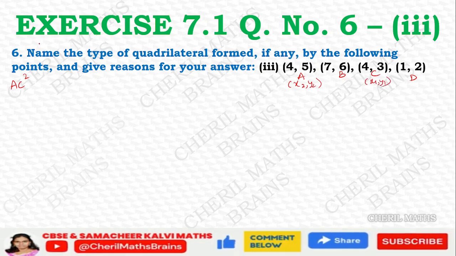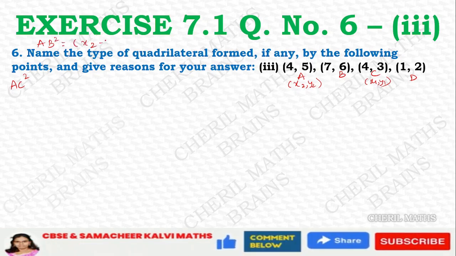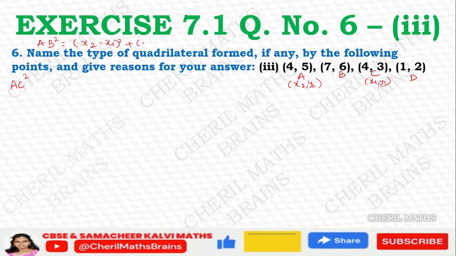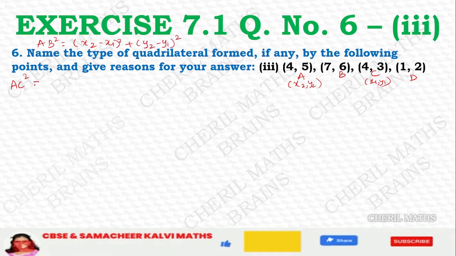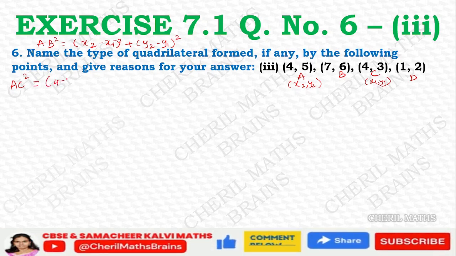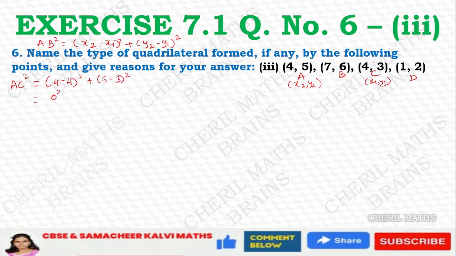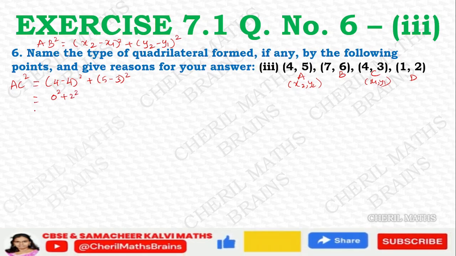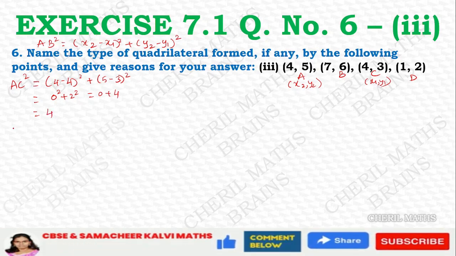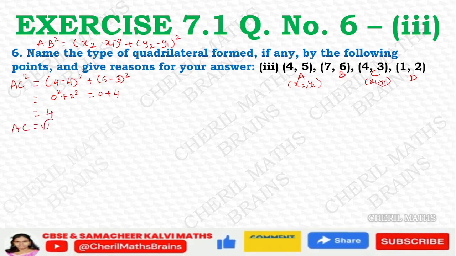So what is the formula here? AC square is equal to x2 minus x1 the whole square plus y2 minus y1 the whole square. Then for AC square we have 4 minus 4 the whole square plus 5 minus 3 the whole square. So it's going to be 0 square plus 2 square, which is 0 plus 4, or 4. So my AC will be the square root of 4, which is nothing but 2.